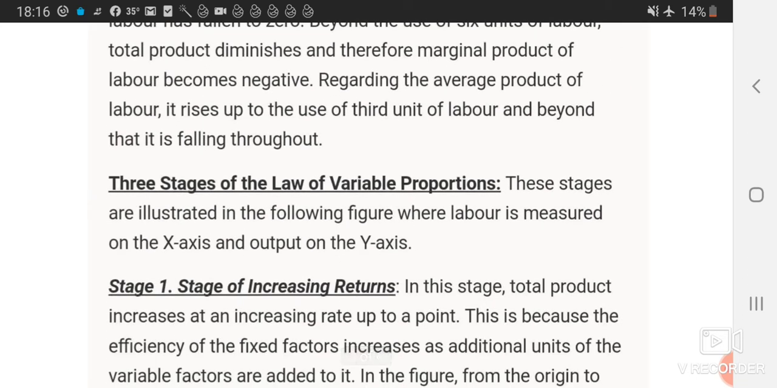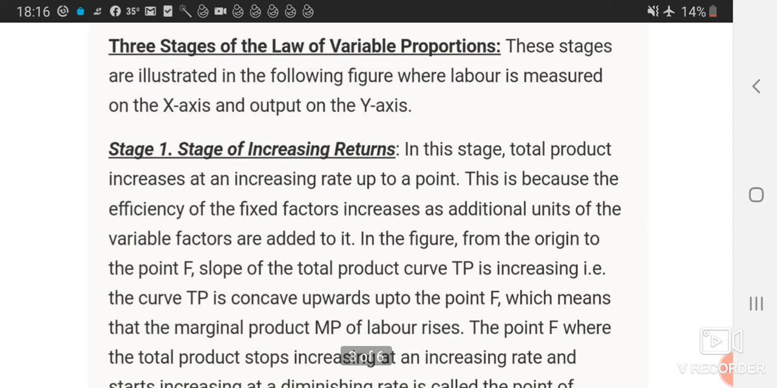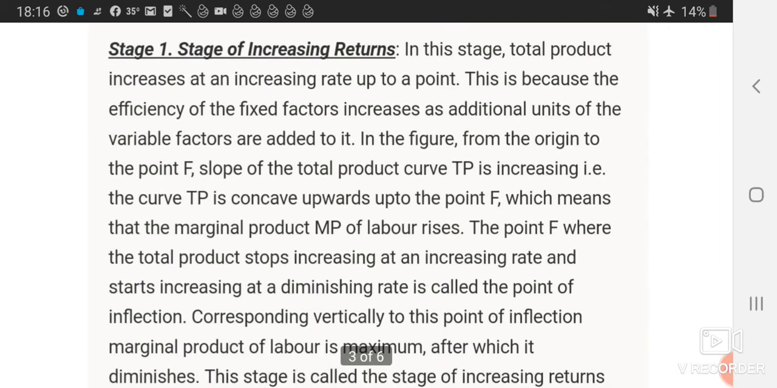Then move to 3 stages of law of variable proportion. First stage is the increasing return. In this stage, total product increases at an increasing rate up to a point. This is because the efficiency of the fixed factor increases as additional units of the variable factor are added to it. So we can see that first of all, up to the third unit of labor, the total production increases. So it is the first stage, that is the stage of increasing return.